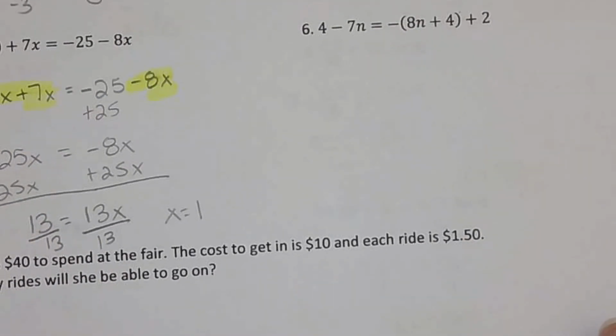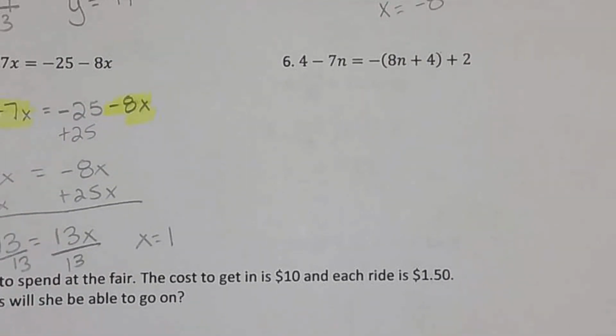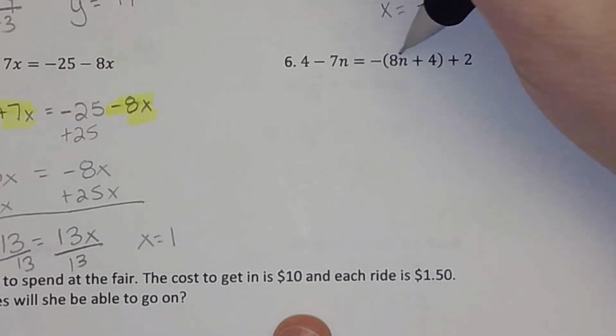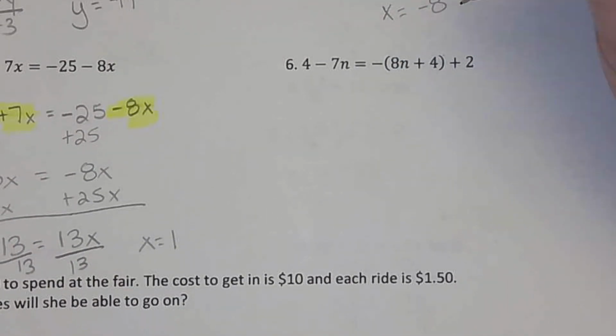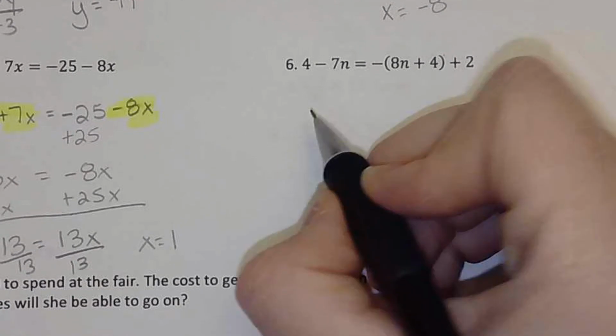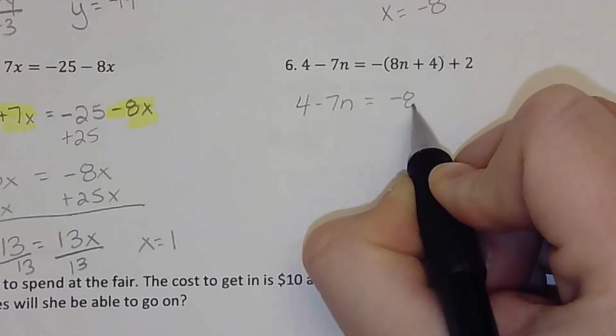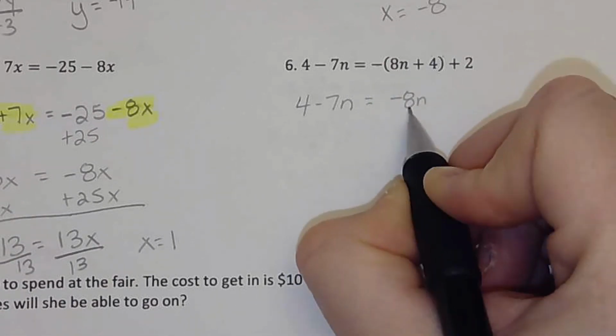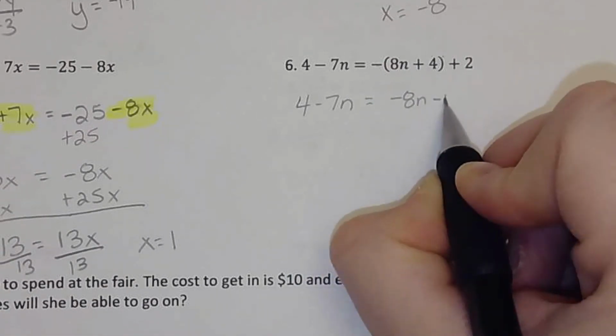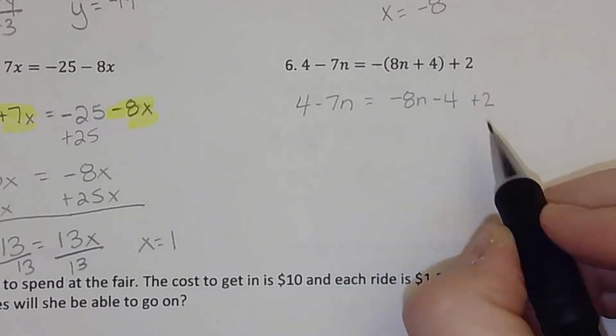Divide by 13, divide by 13, x equals 1. Last but not least, a negative distribution. If you have a negative sign on the outside, you're going to take -1 times each part. So this 4 minus 7n doesn't change, equals -8n. -1 times 8 is -8. -1 times 4 is a -4 plus 2.